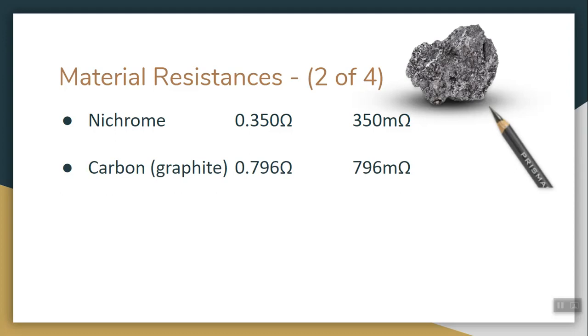Next we have carbon in the form of graphite. So again, still carbon, but it's no longer arranged in a 1 atom sheet, it's just arranged in a random order. This is what you see in your pencils. So this is around 796 milliohms, so we're getting close to 1 ohm.